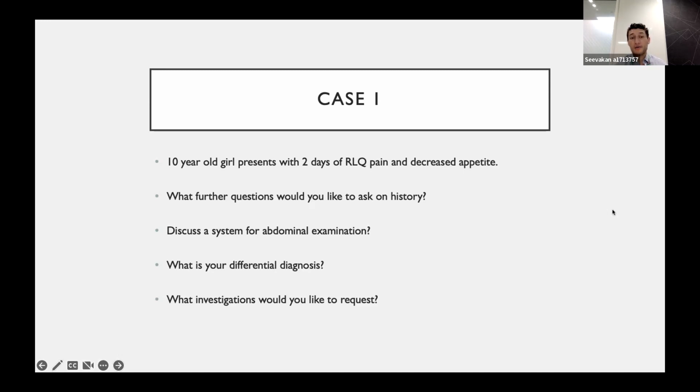The next thing that I would do is percuss the abdomen. Again, I'd do percussion in the 4 quadrants or the 9 regions to elicit whether or not the child has any percussion tenderness.